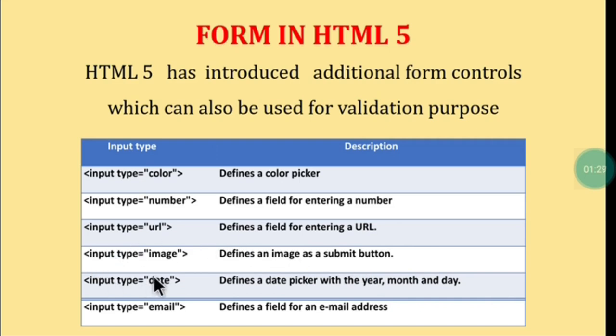So input type equal date allows you to select the date or pick the date from the date picker with the year, month and day. So input type equal email defines a field for an email address. Let us see how to use all these input types in the HTML program.